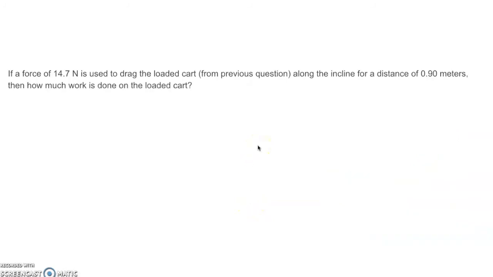Okay, so now we're taking the same situation, and we've got a force of 14.7 newtons. We're going to drag the loaded cart from the previous question along the inclined distance of 0.9 meters. How much work is then done on the loaded cart?